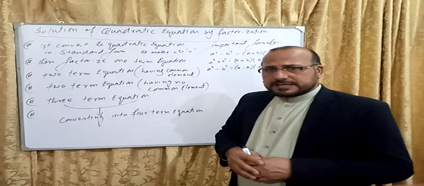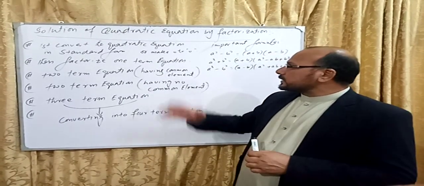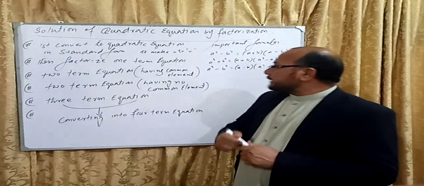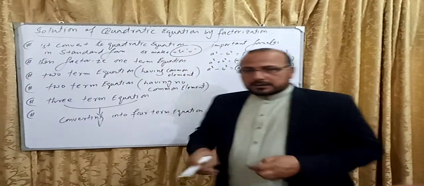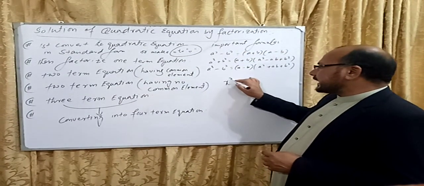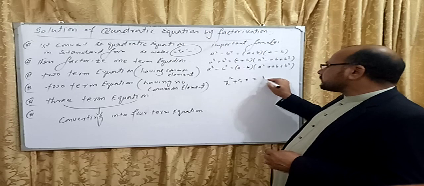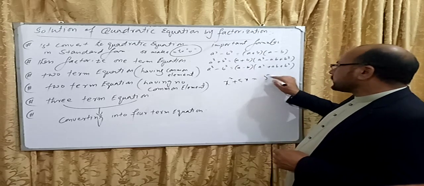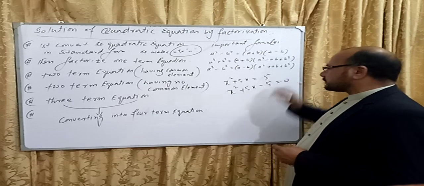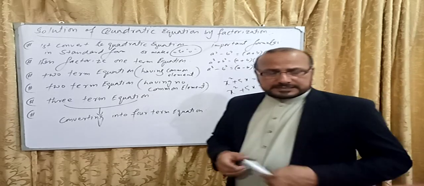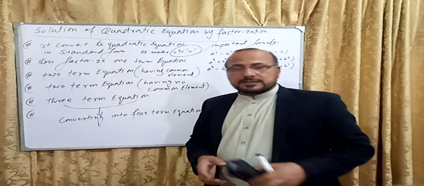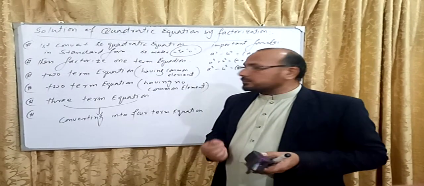So there are a few steps that we need to remember. The first one is to convert the quadratic equation into standard form or to make it equal to 0. How? Suppose the quadratic equation is given like x square plus 5x equal to 5. So we have to write x square plus 5x minus 5 equal to 0. So the first step is that we need to convert the quadratic equation into the standard form, means that we have to make it equal to 0.